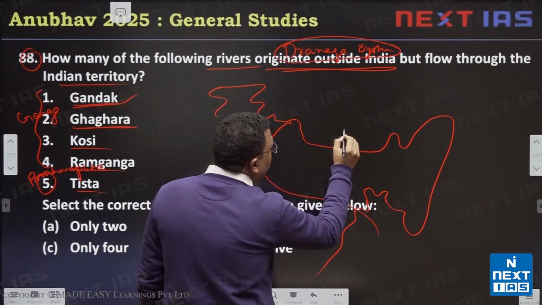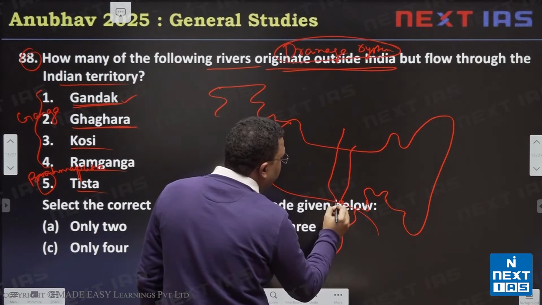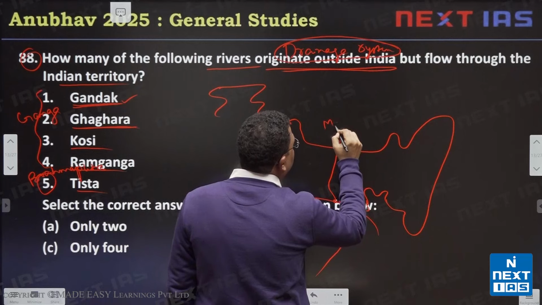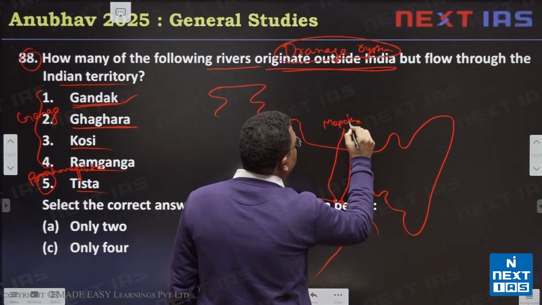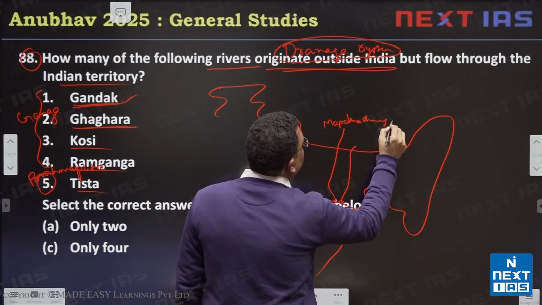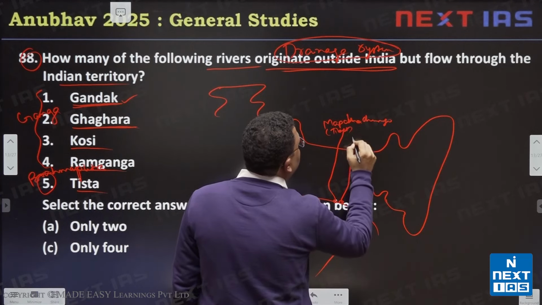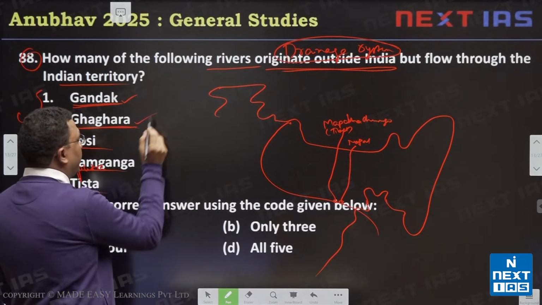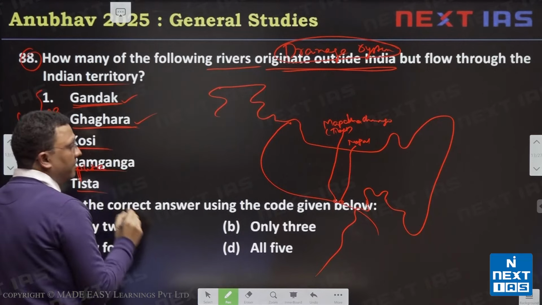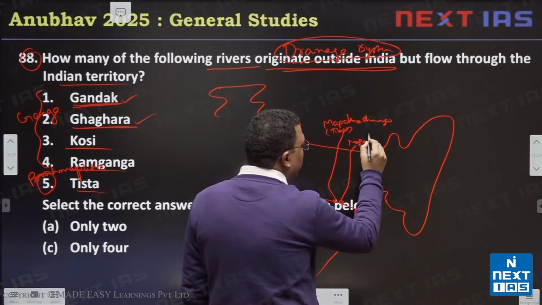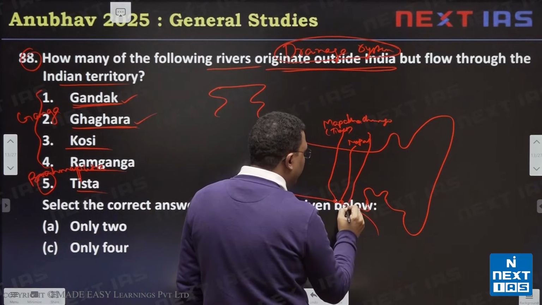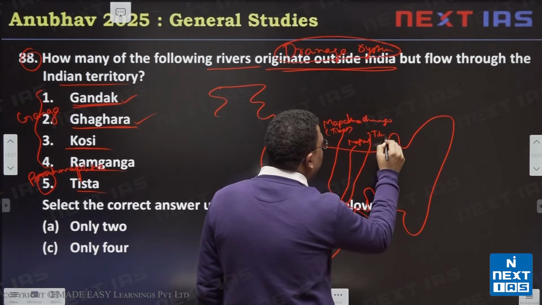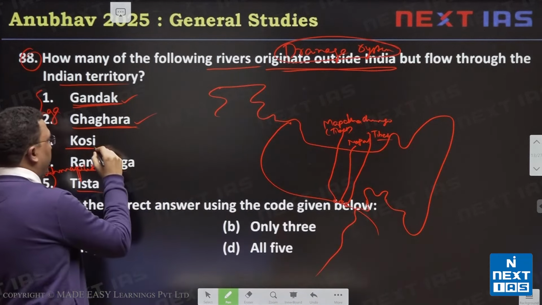Ghaghra originates in Tibet, somewhere near here, and it again meets Ganga in Bihar. So this originates in a glacier called Mapcha Chango, Tibet. This is in Nepal, right? So this again is originating outside India. Now the next river is Kosi. So if you see, Kosi originates in Tibet, somewhere near here, and it again flows like this and meets Ganga in Bihar. So Kosi again is originating in Tibet, that means outside India. So this is also correct.